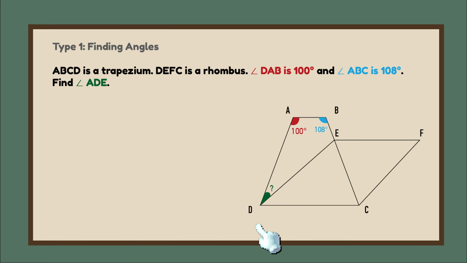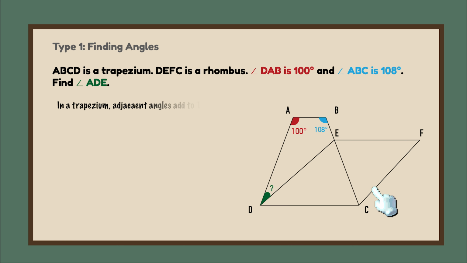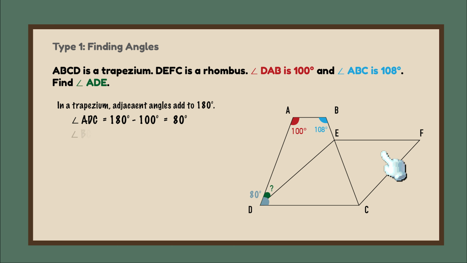So the first question is about finding angles. ABCD is a trapezium, DEF is a rhombus. You have two angles and I want to find ADE, the green angle. So in a trapezium, we know that two adjacent angles add up to 180 degrees. So we can probably find ADC quite easily, right? Yeah, just 180 degrees minus 100 degrees giving you 80 degrees. And for BCD, 180 degrees minus 108 degrees giving us 72 degrees.